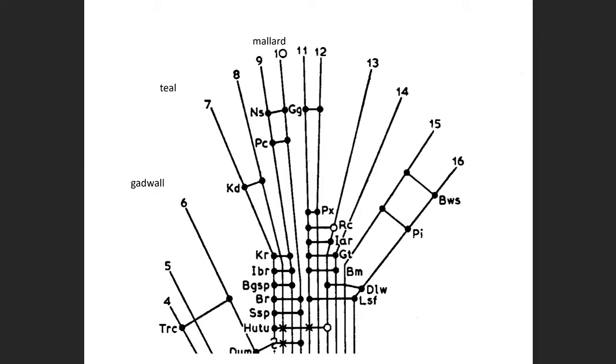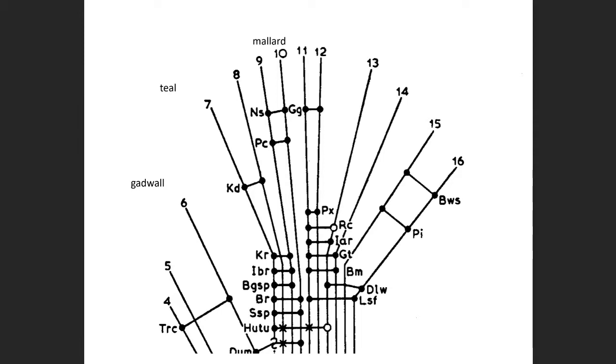And so if a behavior was shared by a large number of birds, it was expected to be somewhat ancestral. And birds that shared behaviors that no one else did were deduced to be more closely related.